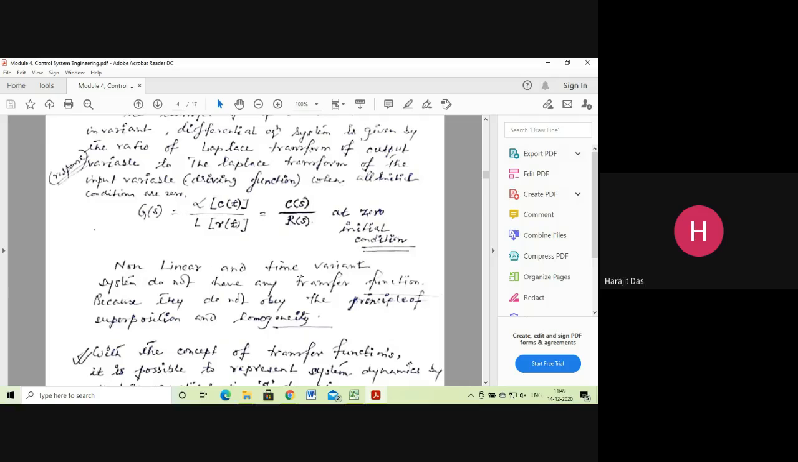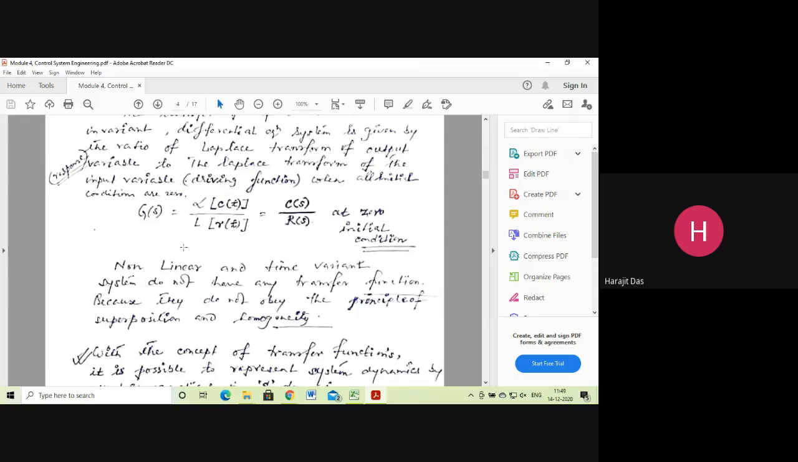Nonlinear and time variant systems do not have any transfer function, because they do not obey the principle of superposition and homogeneity. So what is the principle of superposition and homogeneity? Normally you can add signals linearly. Suppose there are two input signals, R1(t) and R2(t). By the linear homogeneity principle, R1(t) plus R2(t) will be equal to C1(t) plus C2(t).